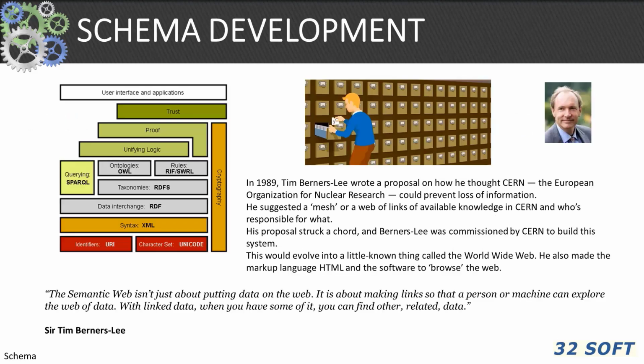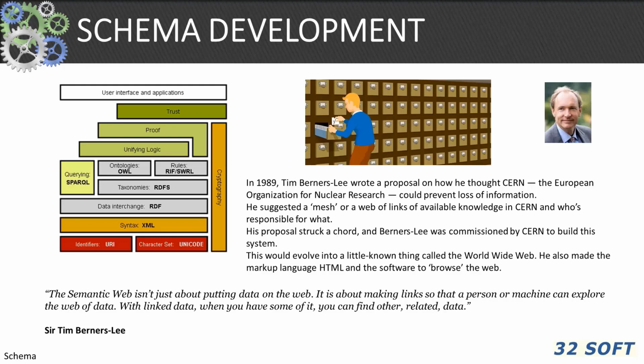The need to organize information has been around mankind since the beginnings of civilization. In 1989, Tim Berners-Lee wrote a proposal on how he thought CERN, the European Organization of Nuclear Research, could distribute information and still prevent data loss. He suggested a mesh or a web of links of available knowledge in CERN and who was responsible for what and who could gain access. His proposal struck a chord, and Berners-Lee was commissioned by CERN to build the system. This would evolve eventually into the World Wide Web.